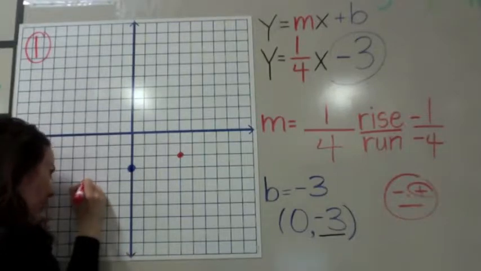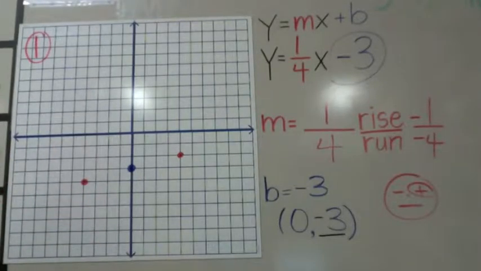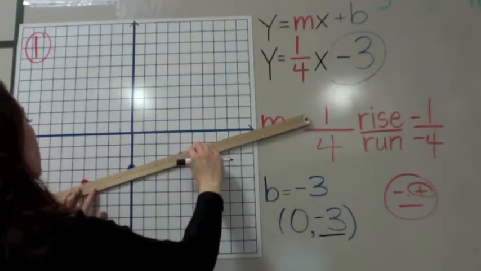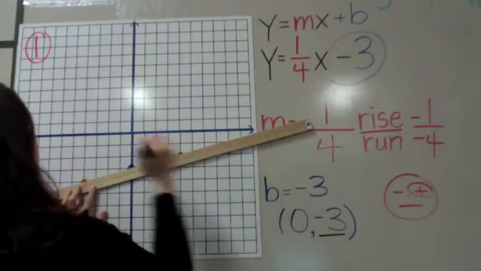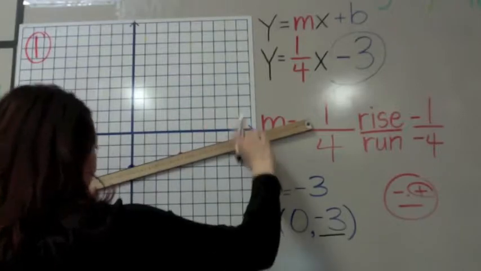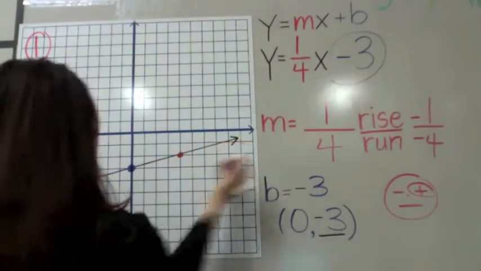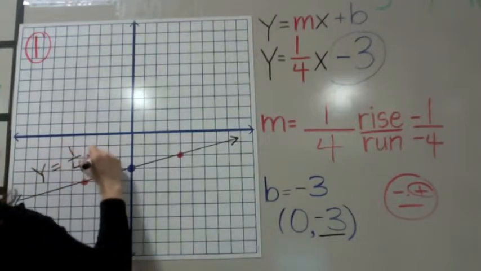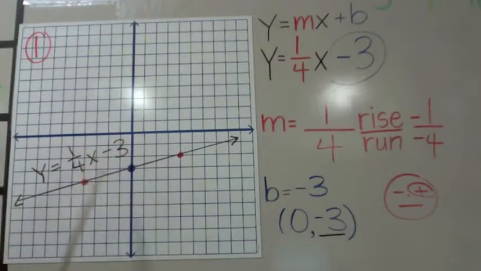So make sure you have all those points on your graph. You're going to notice that when you connect the points to make a line, the line is going to be relatively flat because 1/4 is a fraction that is close to 0, a 0 slope. So let's connect the points to make a line. And then this would be our equation. Y equals 1/4 x minus 3, where -3 is the y-intercept and 1/4 is the slope. Go ahead and get that down.